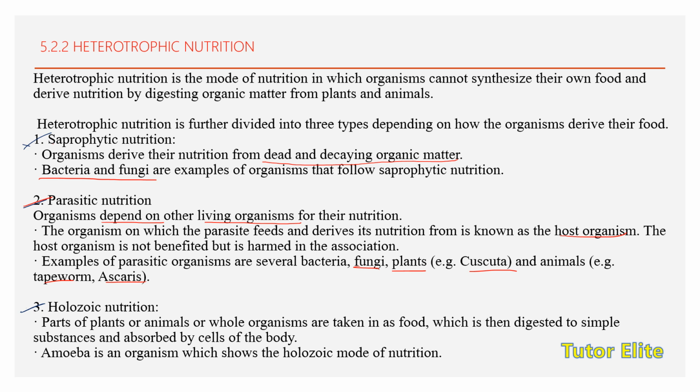Next, holozoic nutrition. Parts of plants or animals or whole organisms are taken in as food, which is then digested to simple substances and absorbed by the cells of the body, like amoeba. Amoeba is shapeless. So parts of plants or animals or whole organisms are taken in as food, which is then digested to simple substances and absorbed by the cells of the body. This is holozoic nutrition.